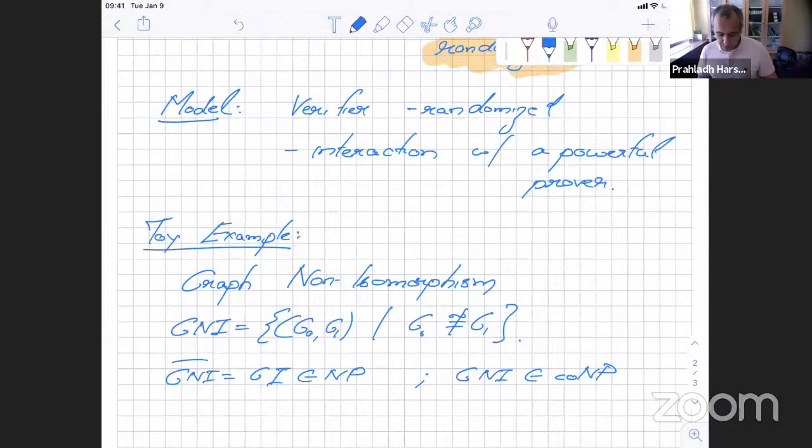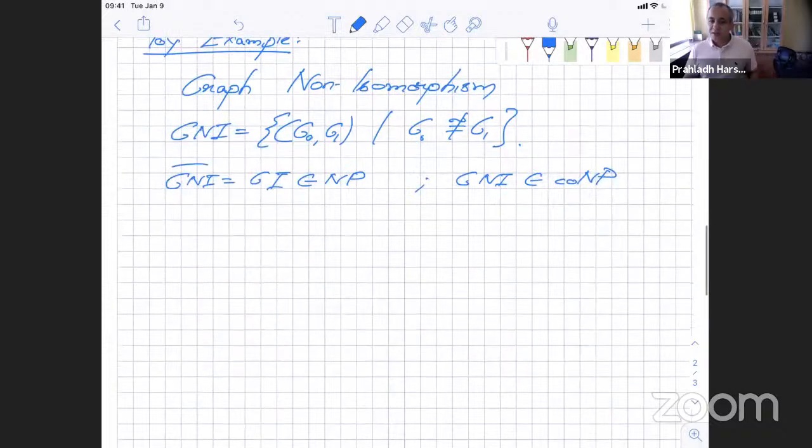But what we'll show is, surprisingly, that this particular problem does have a short proof if you're allowed to have a conversation with this prover, and if you're allowed to toss coins. Then we can actually do something quite remarkable. We can have a short conversation with the prover, at the end of which we can be convinced that the two graphs are non-isomorphic. And this is going to be based on something which we are quite familiar with.